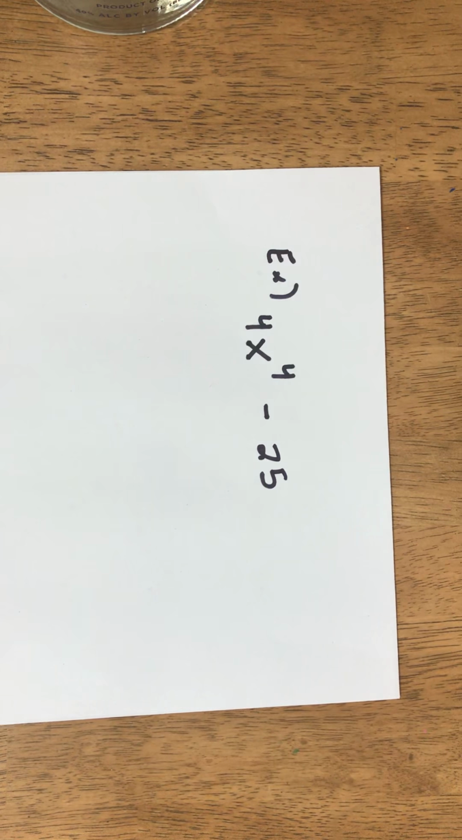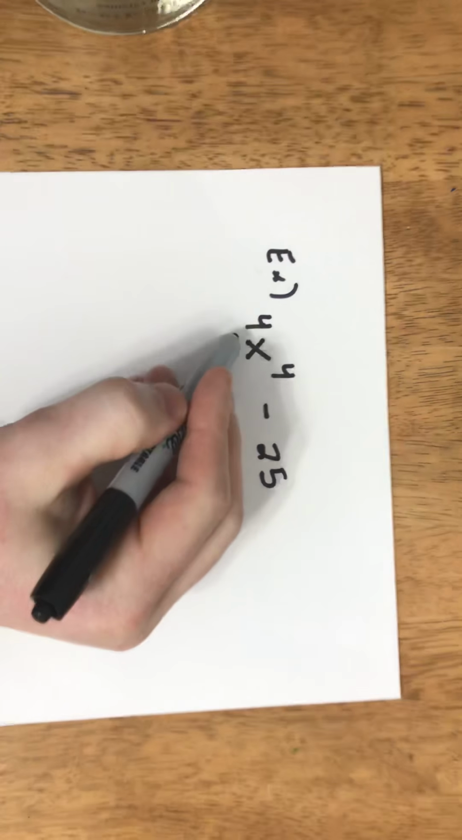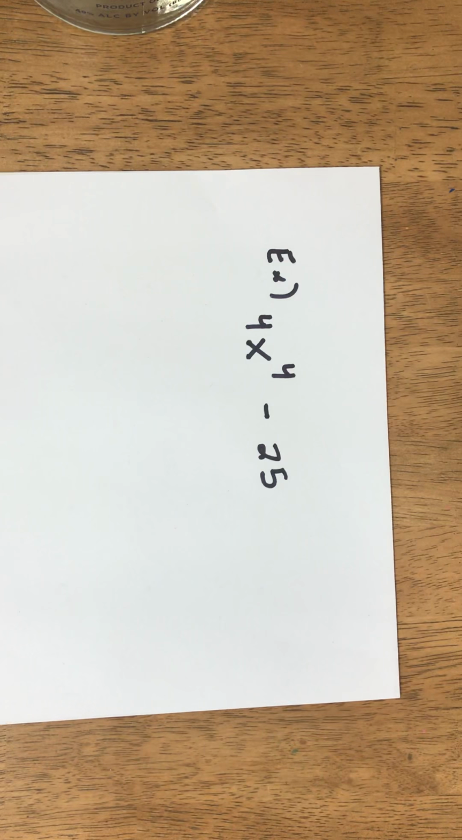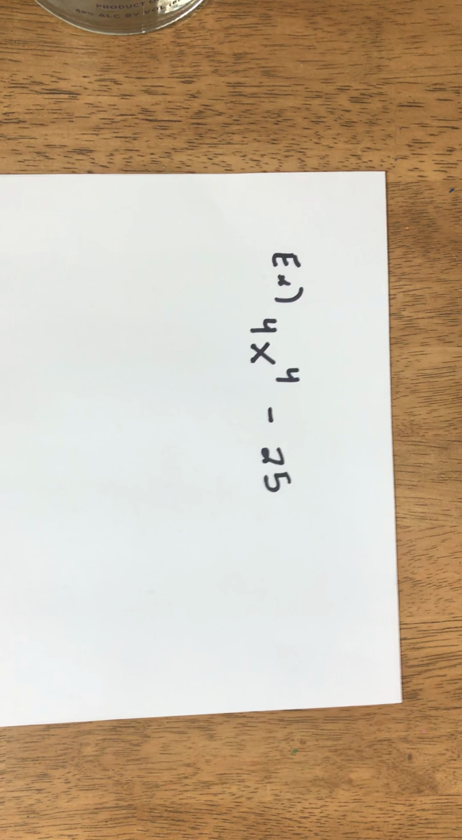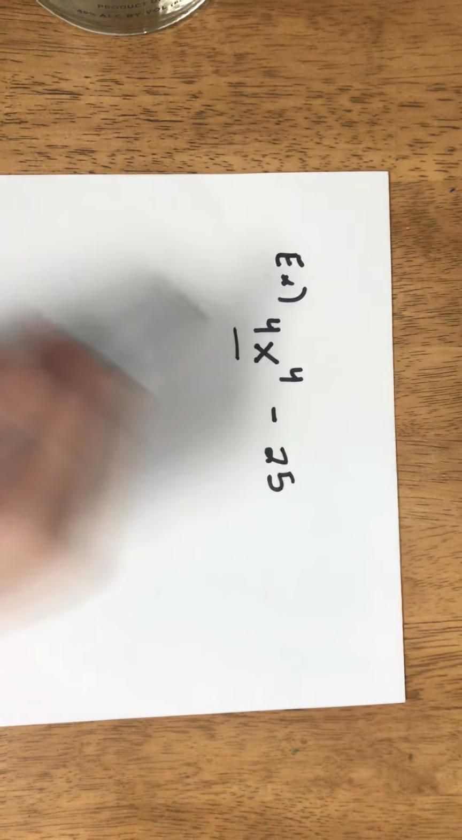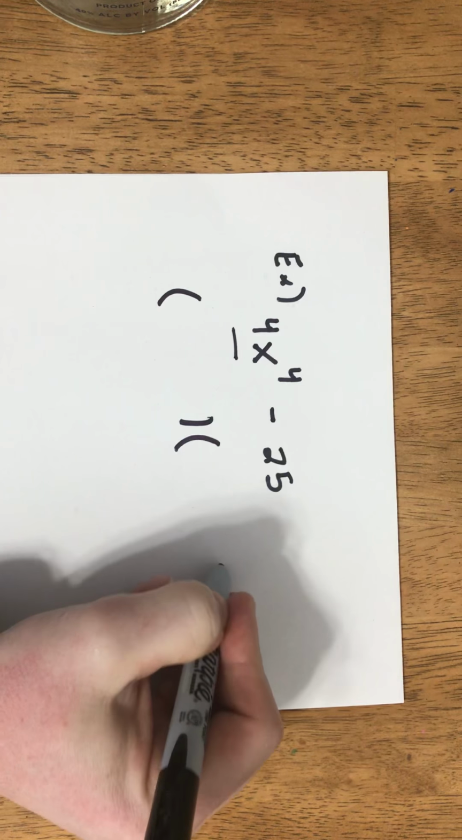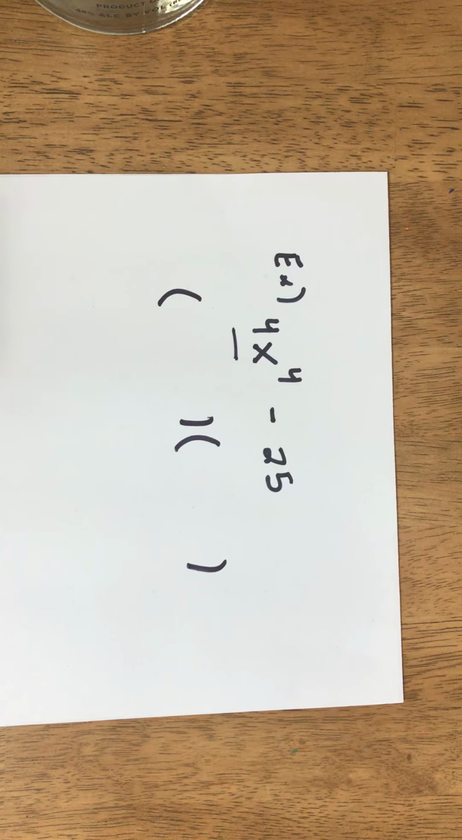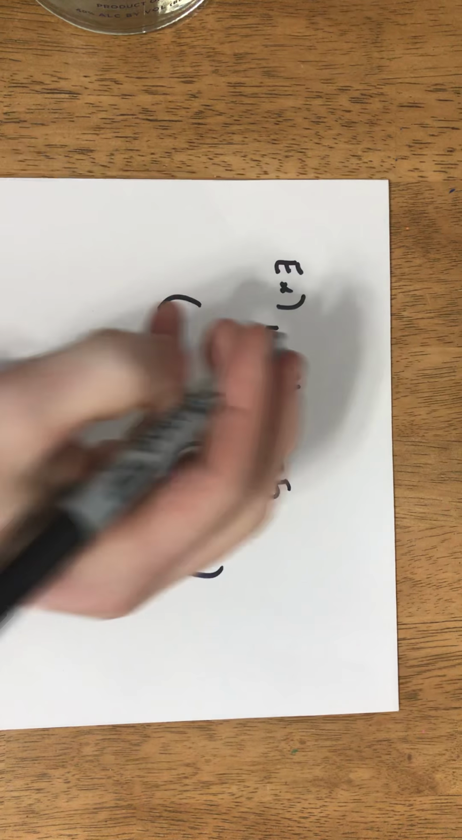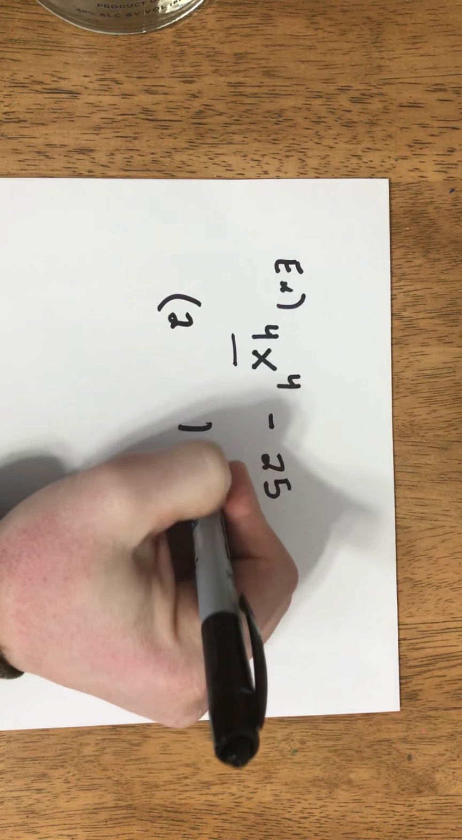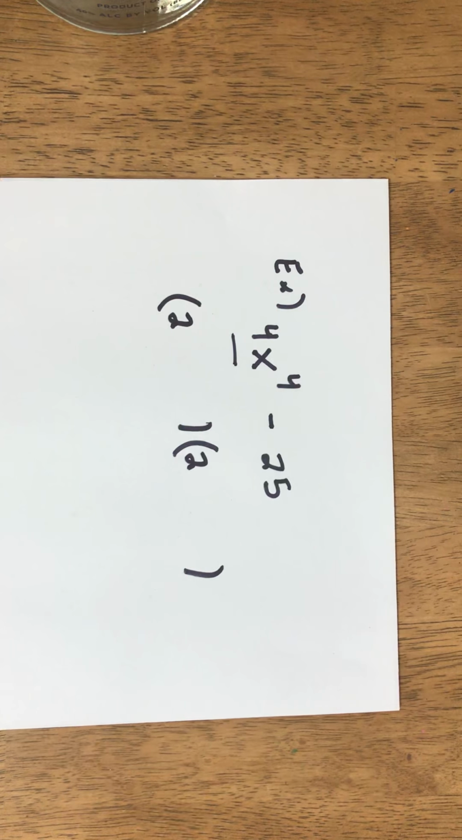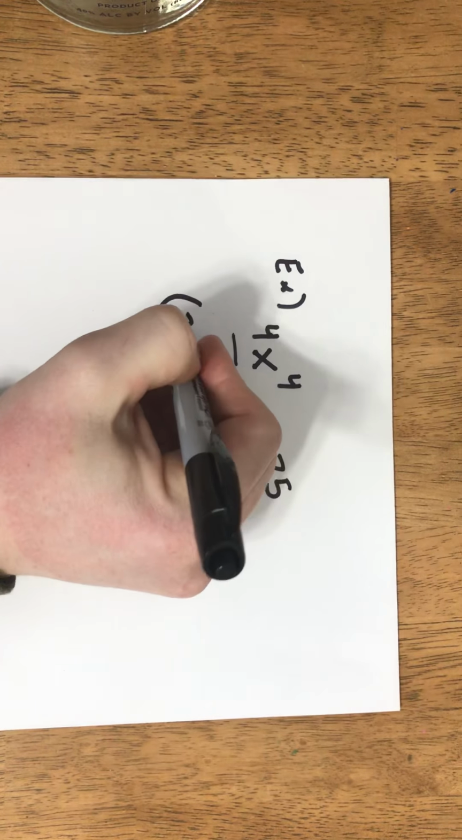Now, when doing this, our x method isn't really going to work because we have things that are bigger than 1 in front of our x. So what we're doing here is we're just going to be taking the square root of each term. So I'm going to start with my 4x to the fourth, and then we'll move on to our 25. The square root of 4 is 2, so I've got 2 and 2. The square root of x to the fourth is x squared.